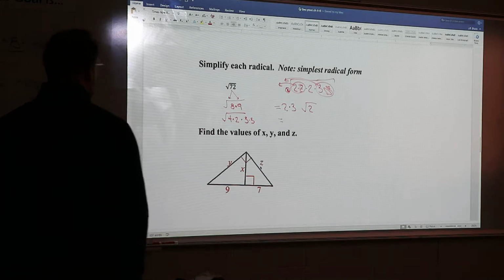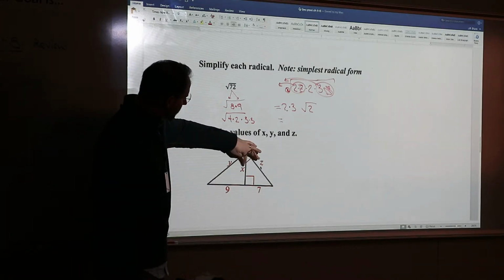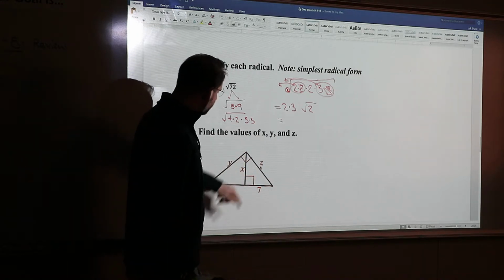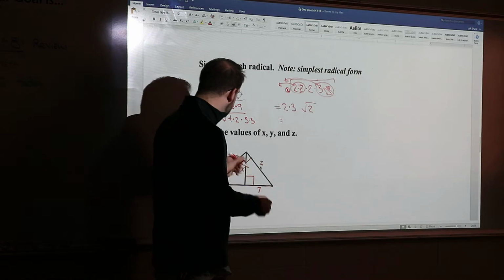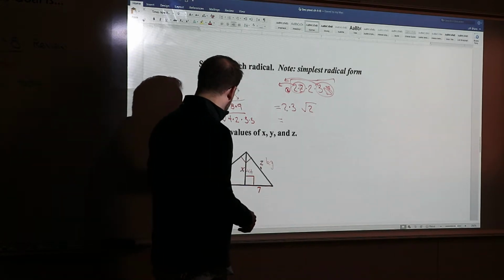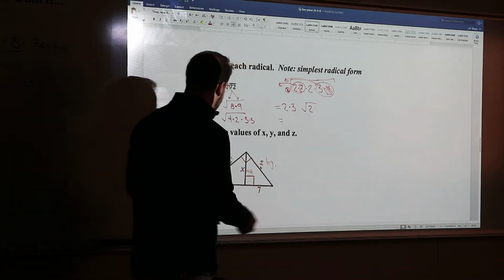Next one. This next one talks about legs and altitudes. This is a huge right triangle. It's big. It's got a big right angle in there, and there's an altitude dropping down. So this is the altitude, and these are the legs. I don't care which one you call leg 1 and leg 2, but there's 2 different ones.